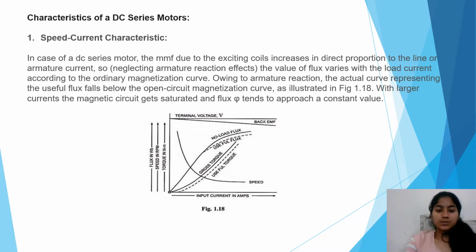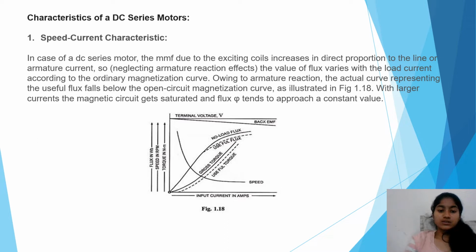What is the working principle of DC series motor? A DC motor is a motor which converts direct current into mechanical work. It works on the principle of Lorentz law, which states that a current carrying conductor placed in a magnetic and electrical field experiences a force.